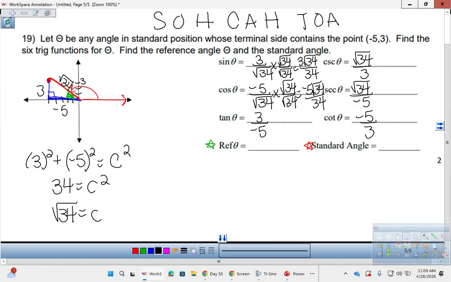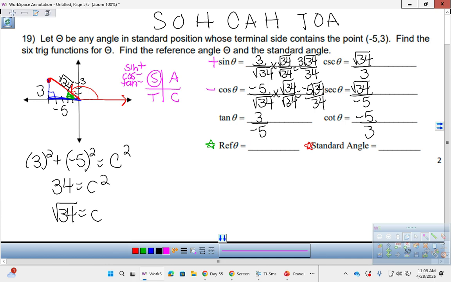Now let's say you didn't write the -5. You just thought it was 5. Here's where All Students Take Calc comes in. Well, I'm in quadrant 2. And quadrant 2 tells me that sine is positive, cosine is negative, and tangent is negative. So I need to make sure this ends up being something that's positive, which it is. I need to make sure that this ends up being something that's negative.